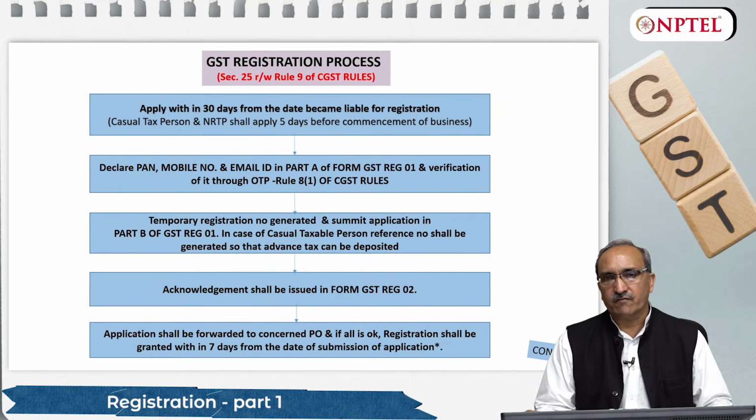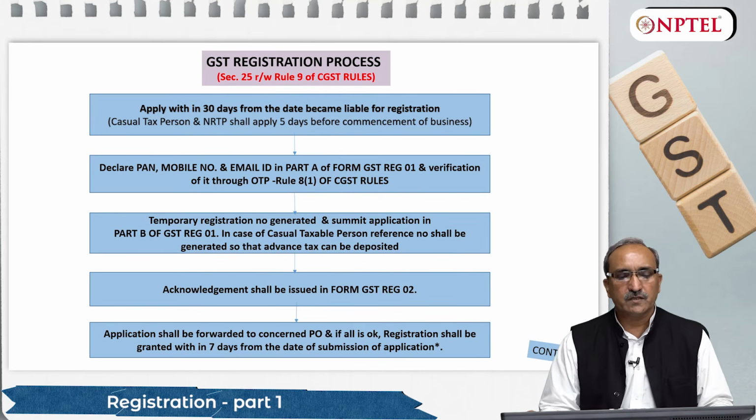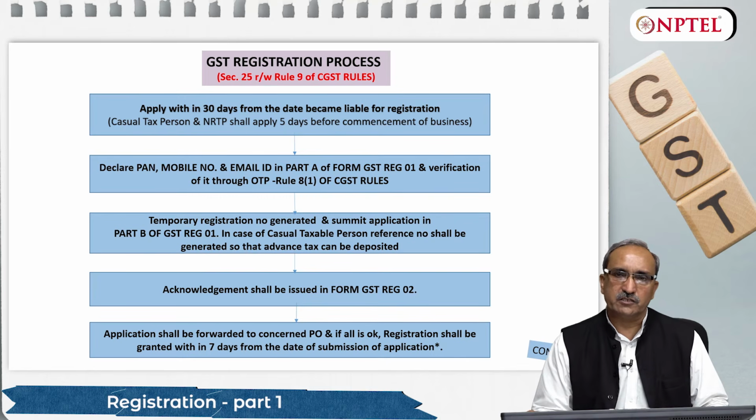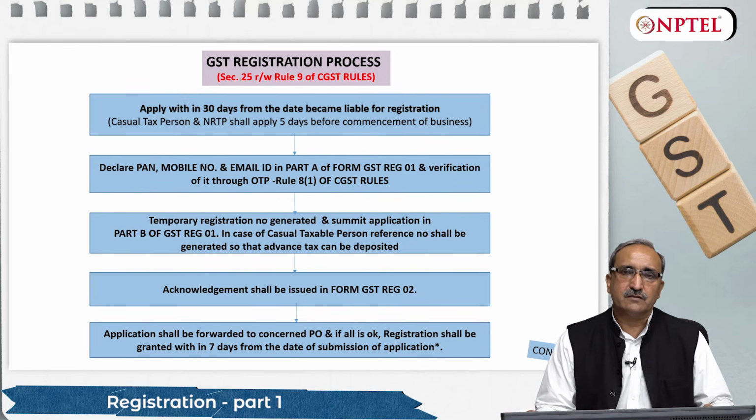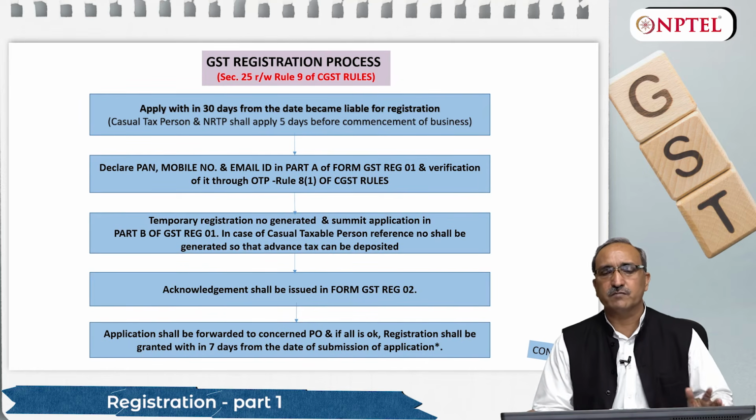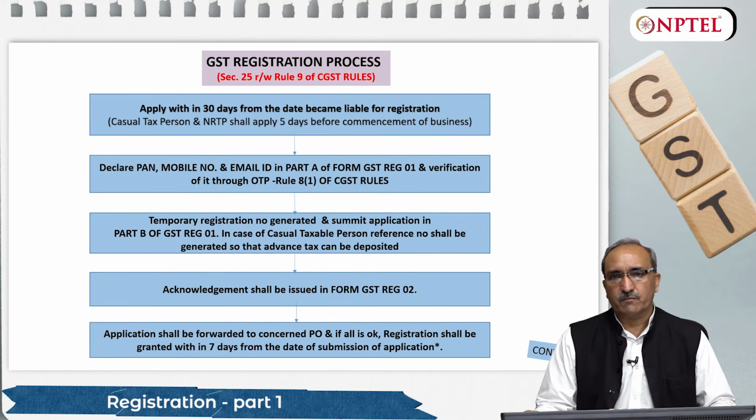So section 25, read with rule 9 of the CGST Act, talks about the basic procedure of how a GST number will be obtained when any person, meaning a company, individual, partnership, association of persons, or any other business entity, starts their business. It says you have to apply within 30 days from the date you become liable for registration. If you have decided to take it from the very first day of your business, then your time starts from the date of start of your business.